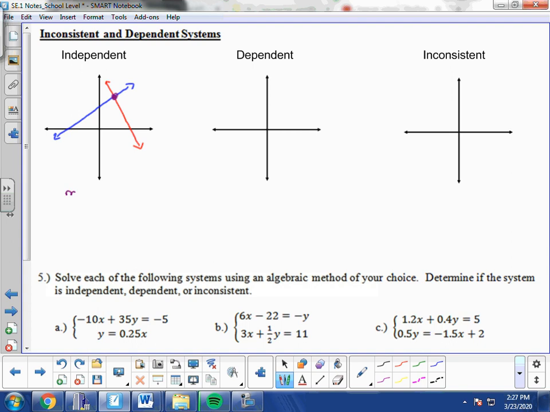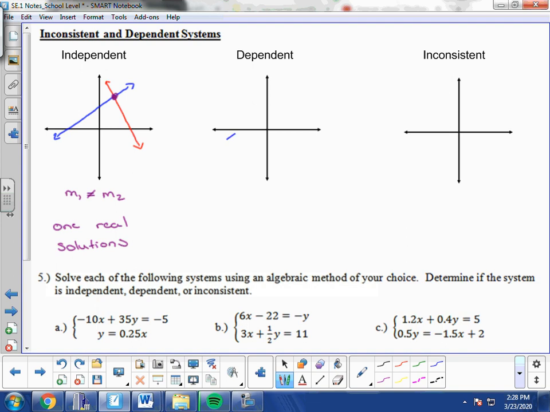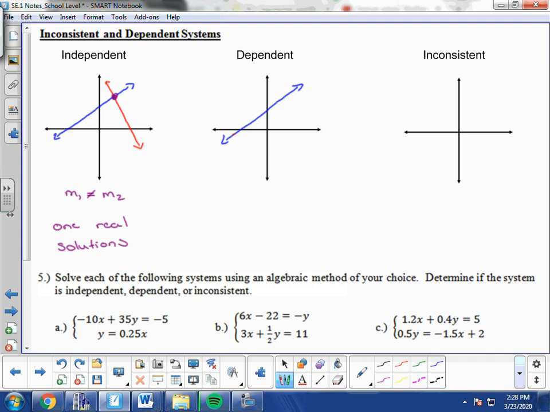Their slopes are different. If we looked at the lines, those two slopes are different. It doesn't matter what their y-intercepts are, but their slopes are different. When this is the case, it's going to have one real solution, and that's what we've looked at for all of our answers so far. Now, there are some cases that may look a little different graphically. What if we had this equation, and then we had a secondary equation that looked like this?